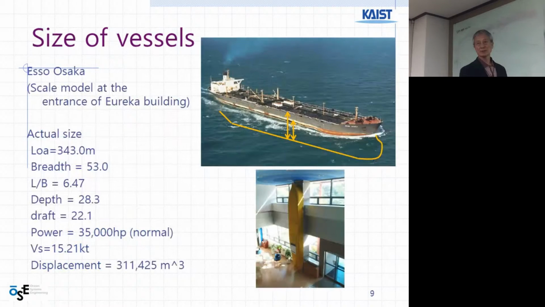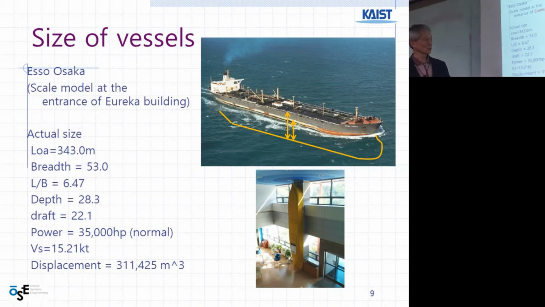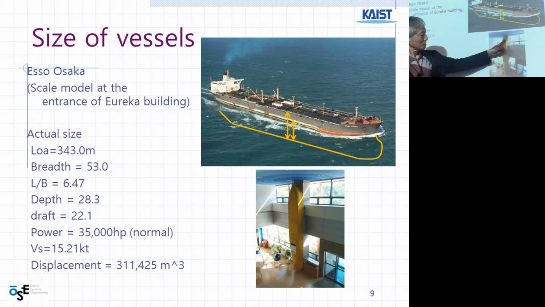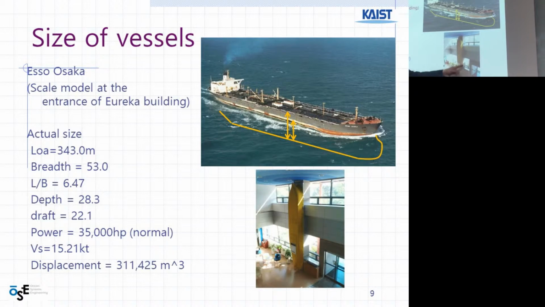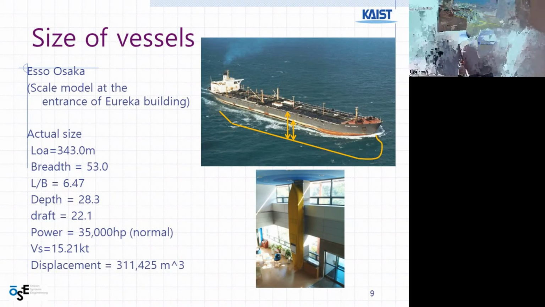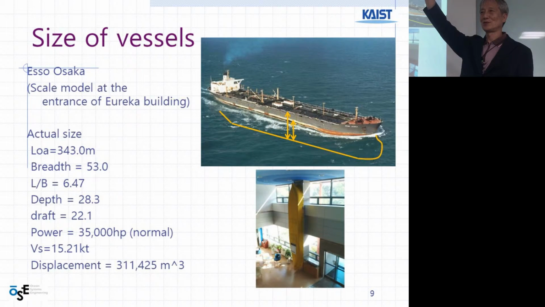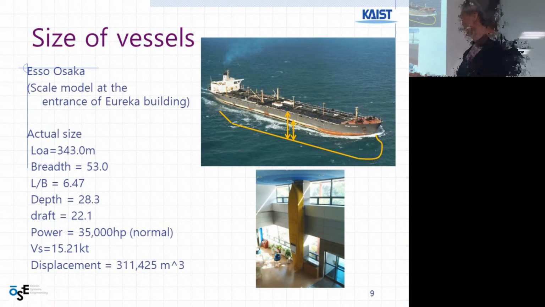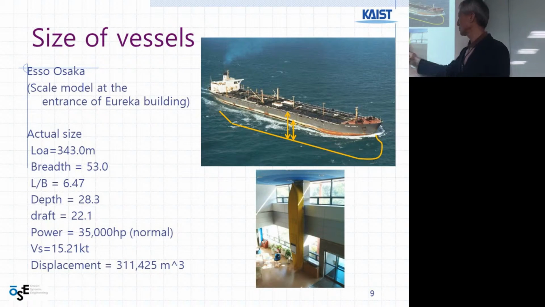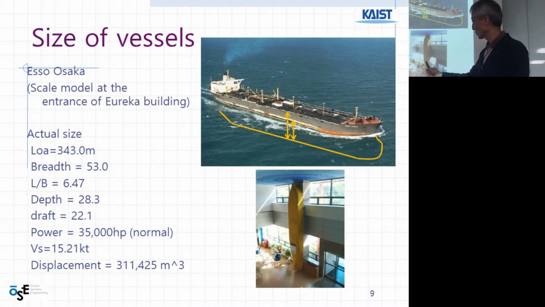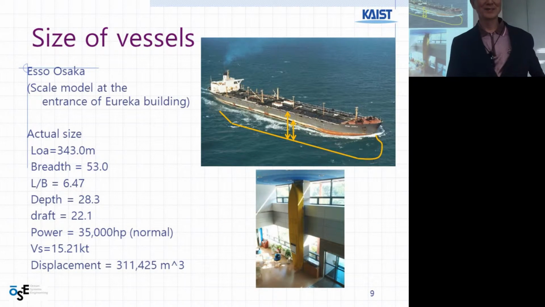Size of the vessel. When you enter this room, this building, you may see this ship. Did you see this ship? Okay, everybody sees this. There is another one in the lobby, right? So there are two ships, but this one is vertical. And if there is a plate here, the name of the ship is Esso Osaka. Osaka is the name of a city in Japan, right?